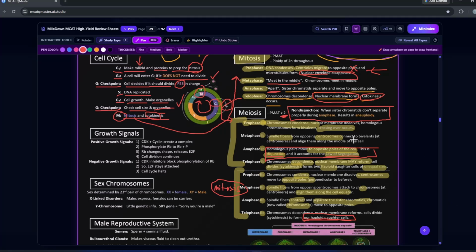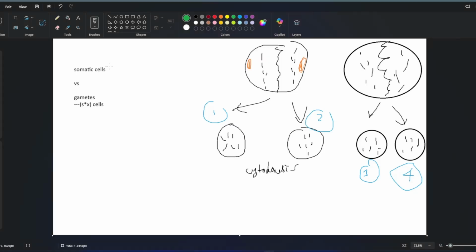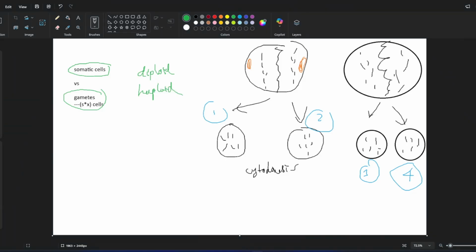That's why you didn't see this annotation about the law of segregation in mitosis. Remember I was talking about somatic cells and gametes and how they're different in being diploid versus haploid. Remember which one was diploid. The result of two identical diploid cells is mitosis.